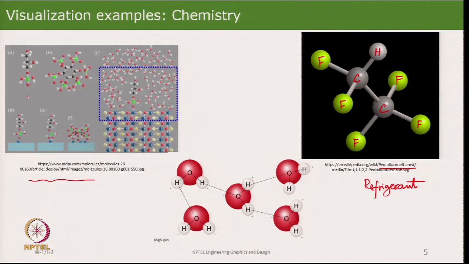So, here there is a molecule which is in a straight line. Here there is something which is a hexagon. Around that are some more connections there. At the bottom, you can see a large array of molecules which have formed a big three-dimensional structure.